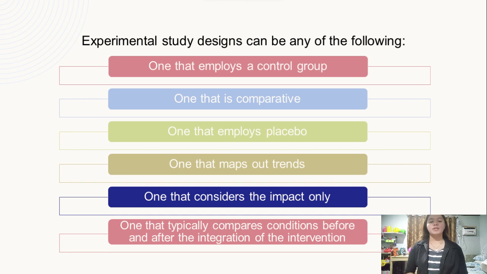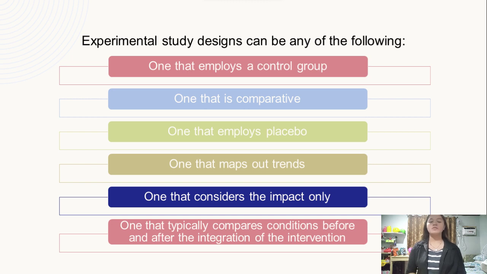The sixth one is the one that typically compares conditions before and after the integration of the intervention. This type of study, often called a before-and-after study or pre-post study, involves collecting data from participants or groups both before and after the implementation of an intervention.